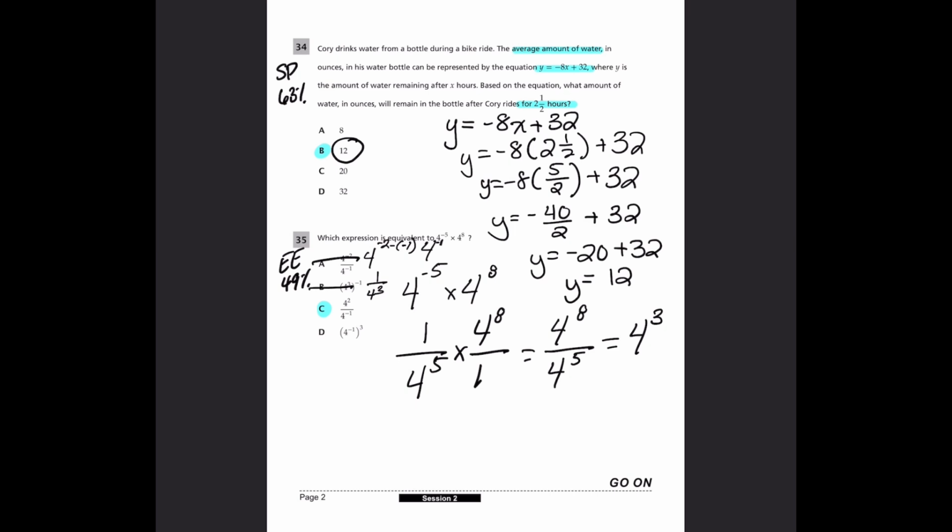In the next one, again, here's my base 4, and I have 2 minus negative 1. And again, this becomes an additive inverse. It becomes 2 plus 1, which is the same as 4 to the 3rd. So C works. And then we have our power of powers rule in the third one. And when you multiply them, you're going to get 4 to the negative 3rd. So that's not going to work. So there's my answer, C. It just focuses on, do you know your exponent rules? That's what we're looking for here.